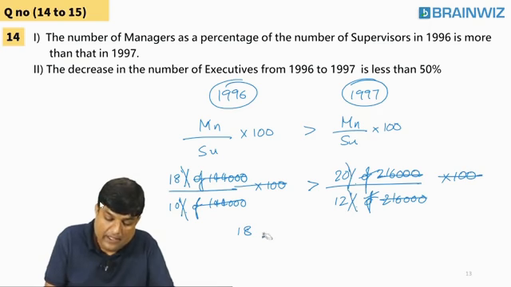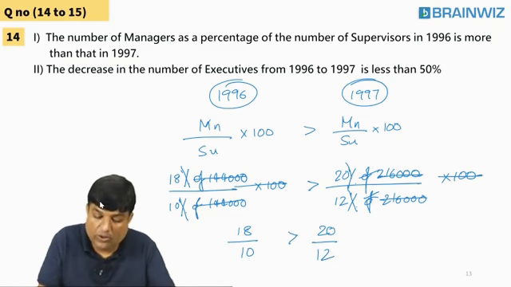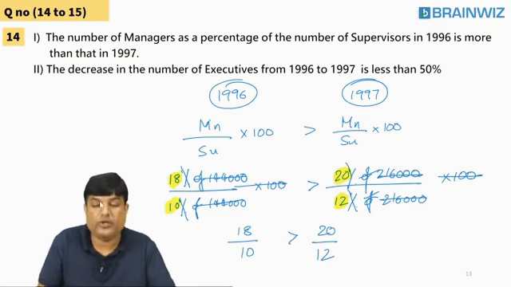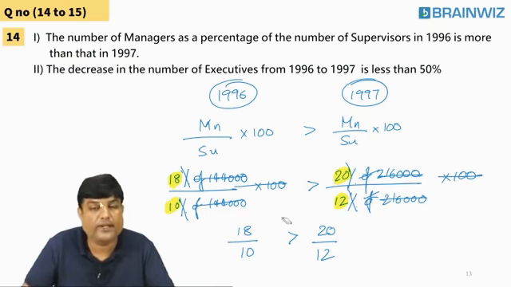So simply 18 upon 10. Is 18 upon 10 greater than 20 upon 12? As you all know, the numerator and denominator are the same, so we are cancelling all that. What we are doing is finding which fraction is greater. That's what we are supposed to find out.